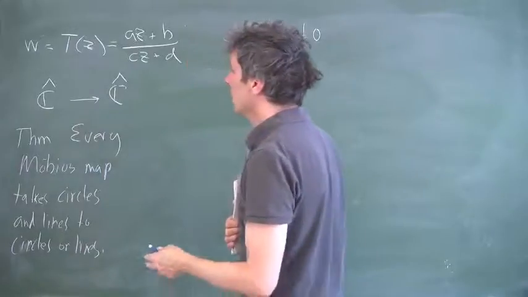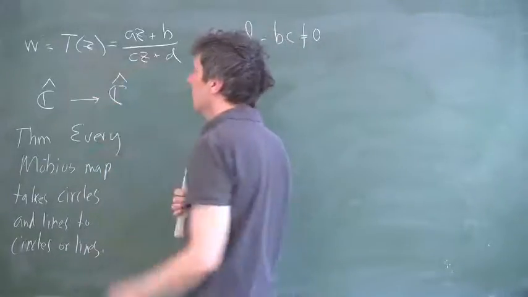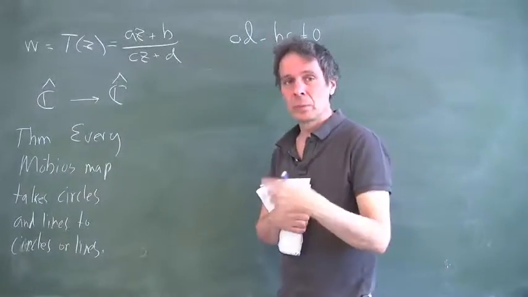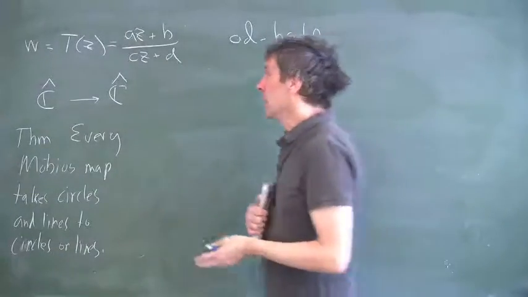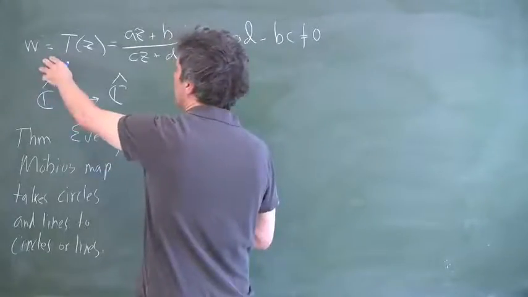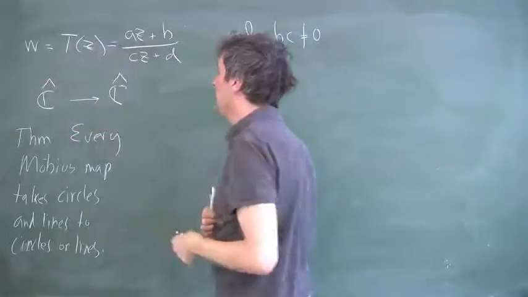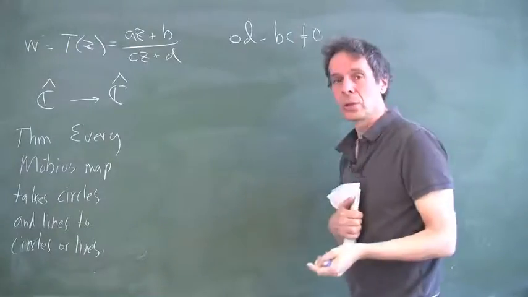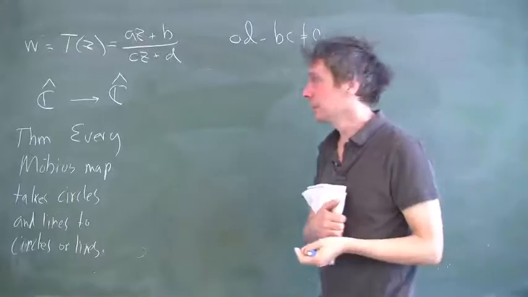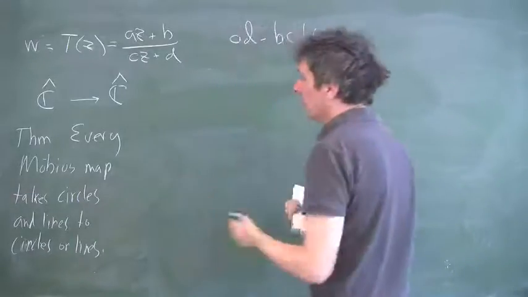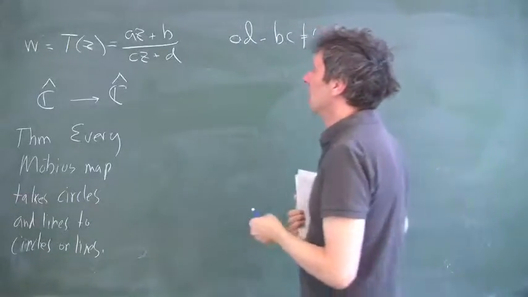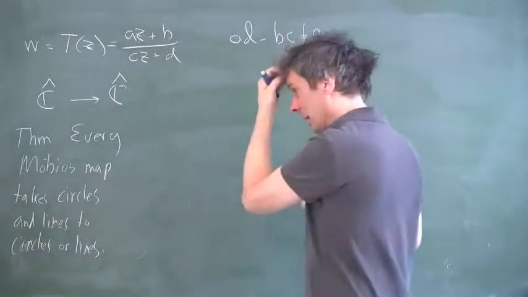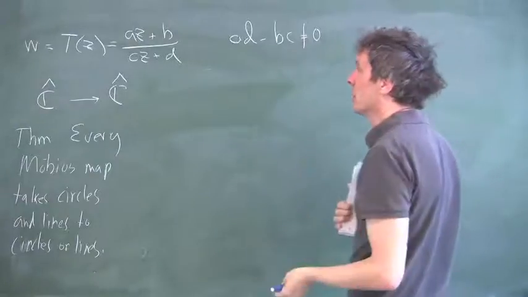So if you take the image under this map of a line, you can't be sure that the image will be a line. But if it's not, then it will be a circle. And the same thing for a circle. If you take the image of a circle under this map, then you can't be sure that the image is a circle. But if it's not, then it will have to be a real line. And this property makes Möbius maps very useful for mapping certain sets onto each other.